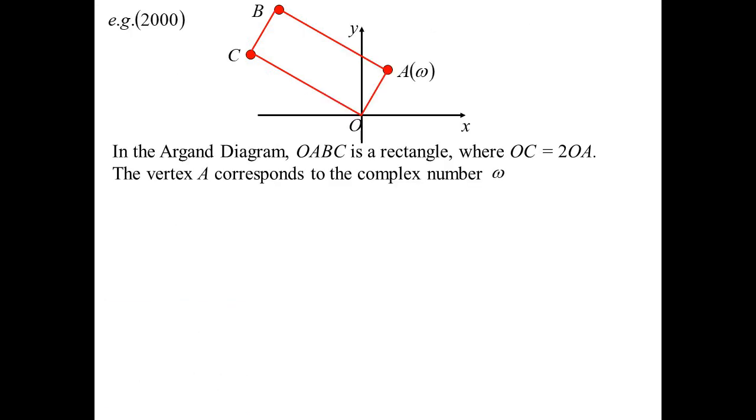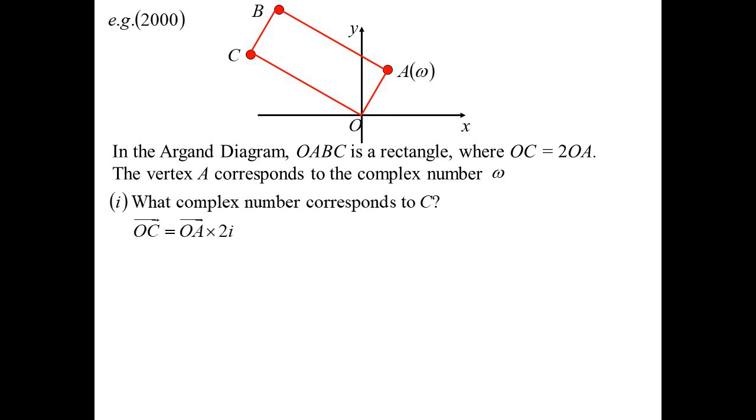In 2000, they asked this question. So they gave us a rectangle. And fortunately this time they told us it was a rectangle, so it's not a problem. A is the complex number omega. What complex number would C be? Now they've told us OC is twice OA, and they've told us this is a rectangle. So it's that rotation idea again. I could get the vector OA, rotate it 90 degrees, but its length I would have to multiply by 2.